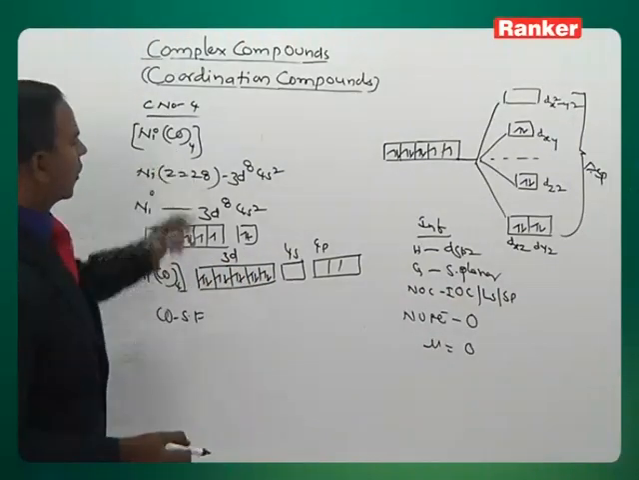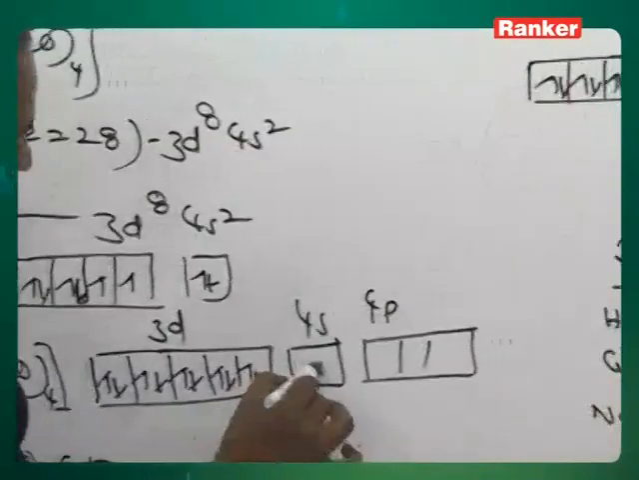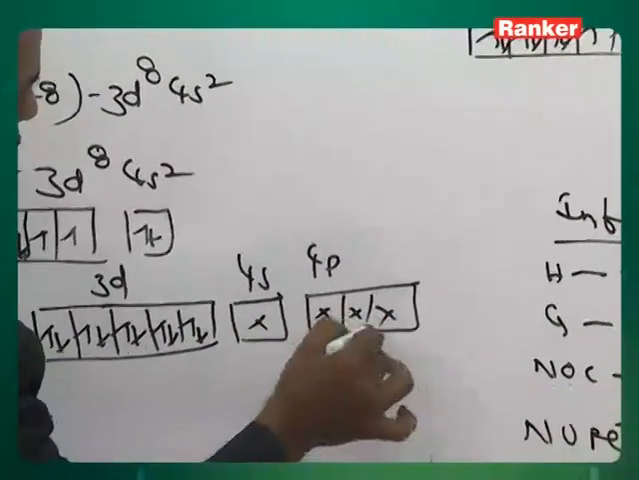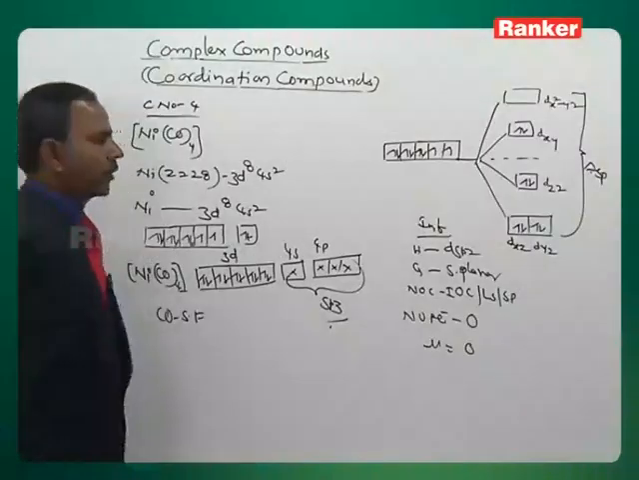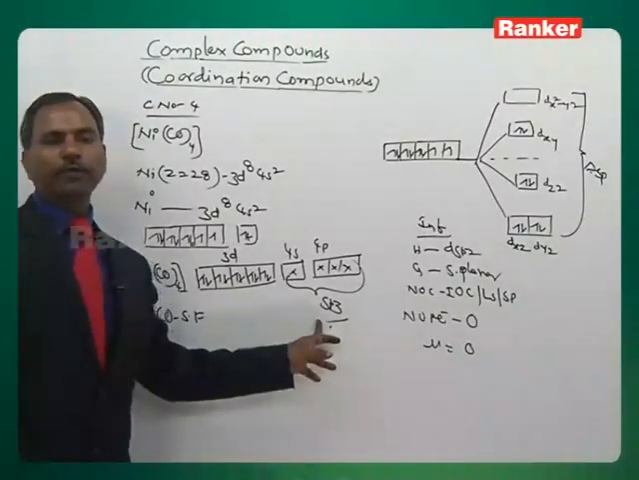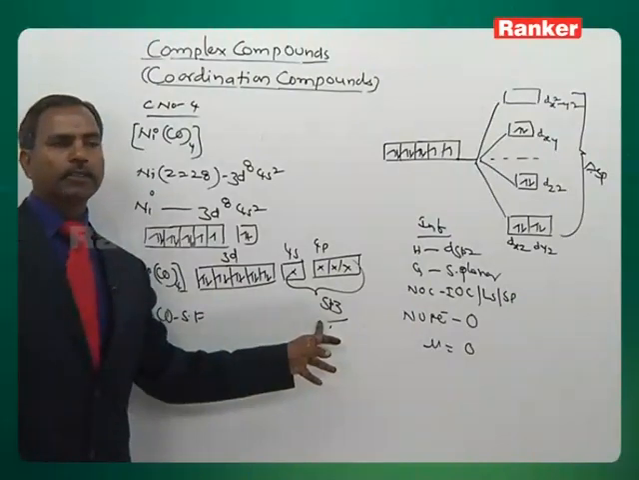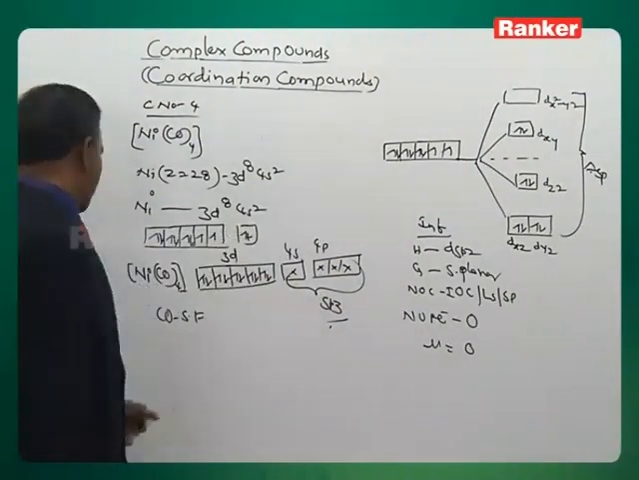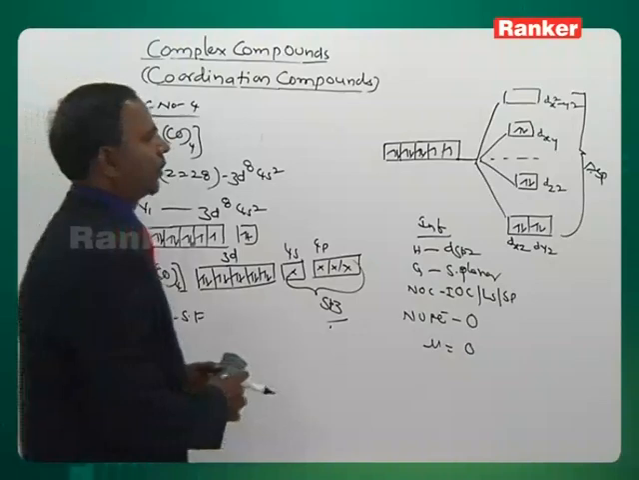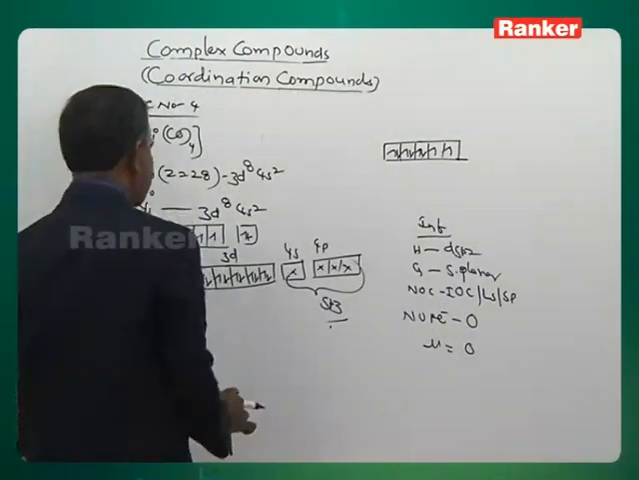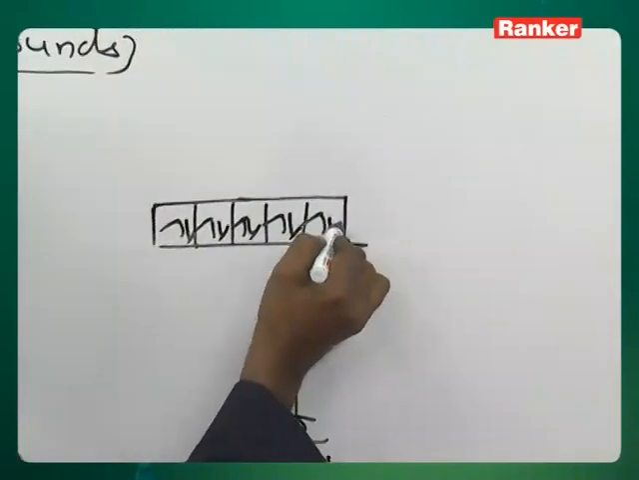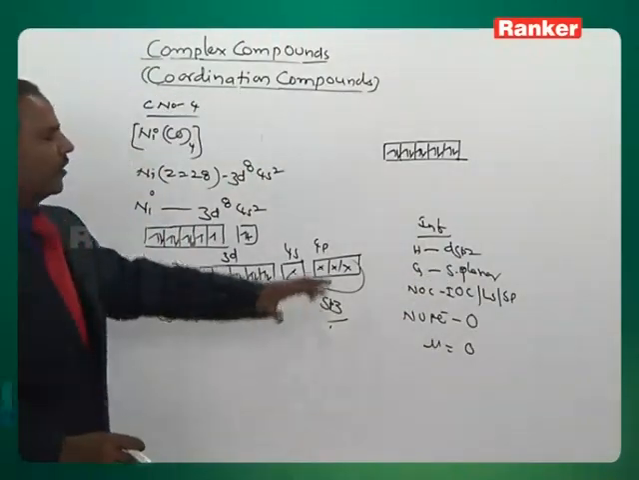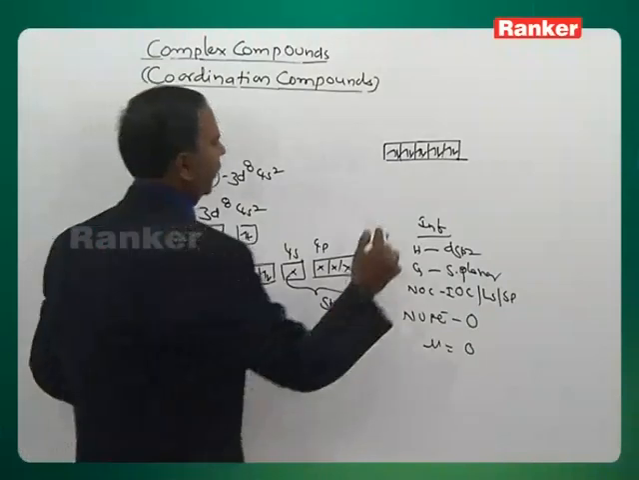Then the coordination number is 4, so sp3 hybridization, 1, 2, 3, 4. This is sp3 hybridization. Once sp3 hybridization is there, we can say it is tetrahedral. Let me show the splitting of orbitals in tetrahedral geometry. Here d is carrying 10 electrons. I am writing 10 electrons in these d orbitals. Then how is the splitting taking place?